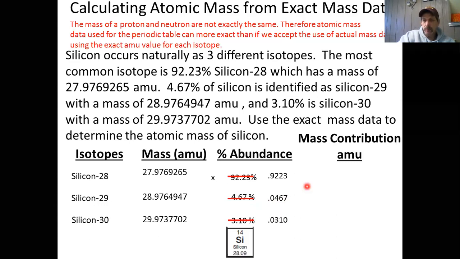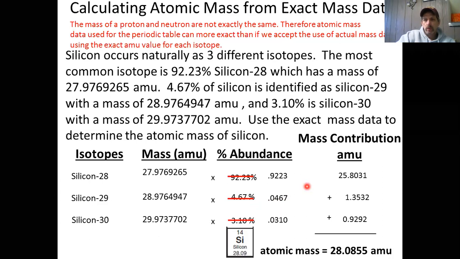Next thing we do, we're going to get our mass contribution from each isotope, multiply mass times abundance, use the exact mass data. We'll get a value for silicon 28, a value for silicon 29, and a value for silicon 30. Remember what we did with those? We got 3 numbers, add them up. We get something super close to what's exactly on the periodic table for silicon. We have the exact mass data here. That's why we got identical information. When we round to the hundredths place, we get the same value that's found on the periodic table.